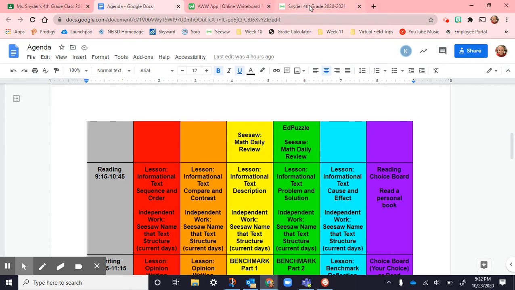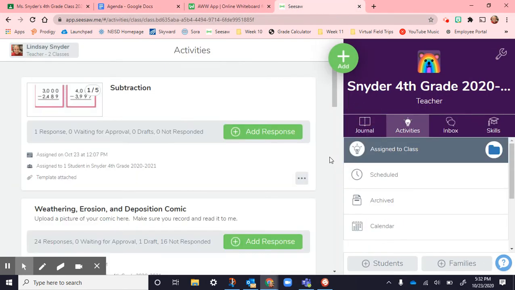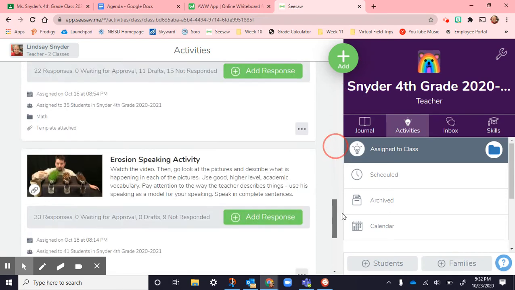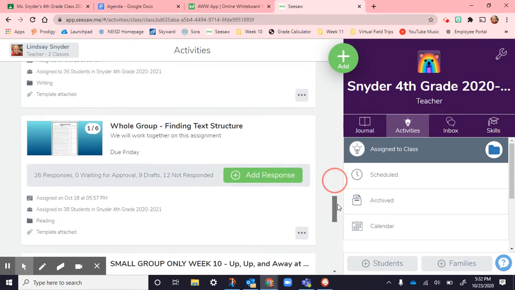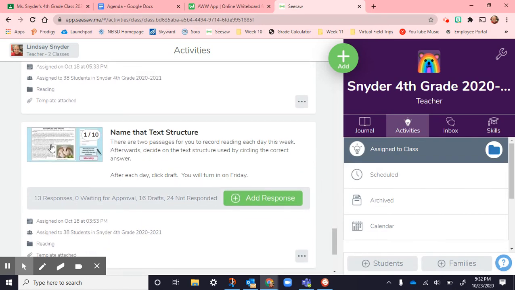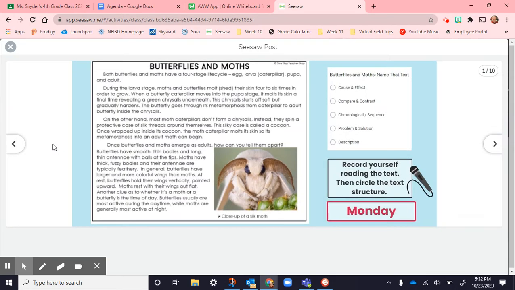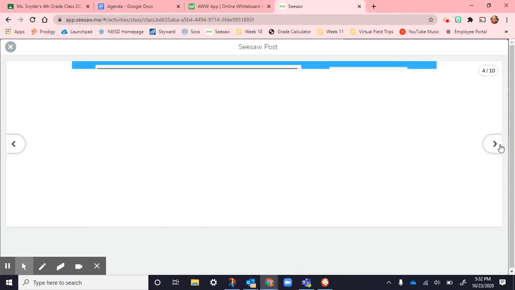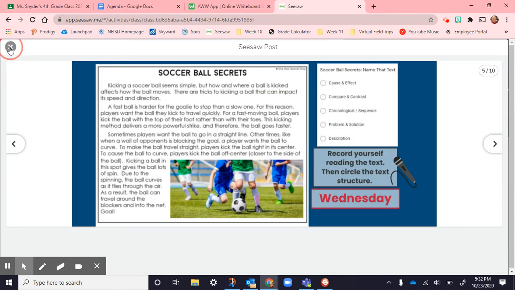For reading, the students have been working independently on this each day. So if you go down to name that text structure, each day they've had 2 passages to read and record. I want to hear them reading. And then they had to name and identify the text structure on their own. So they recorded themselves and then they just circled. So Monday had 2, Tuesday had 2, Wednesday had 2, and so on. So that was due today.